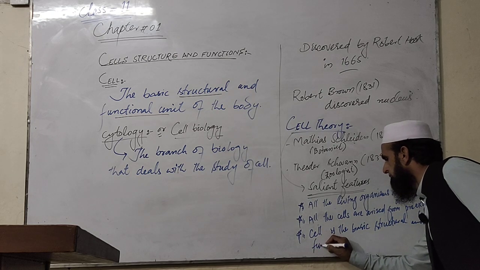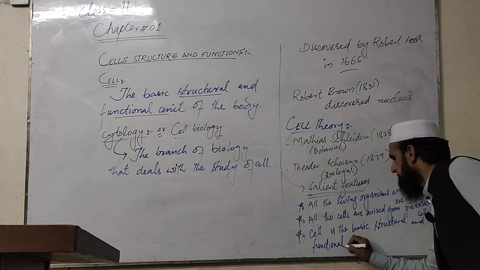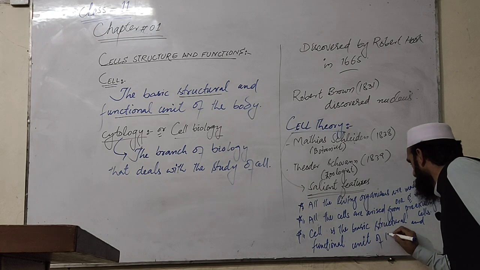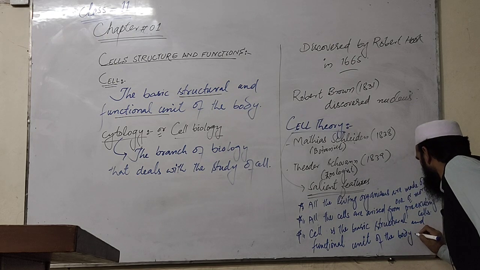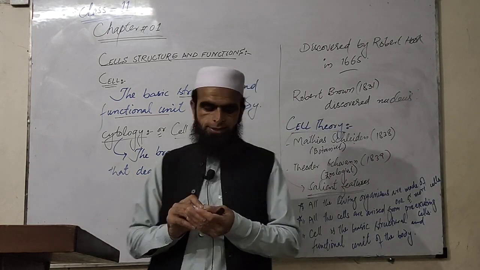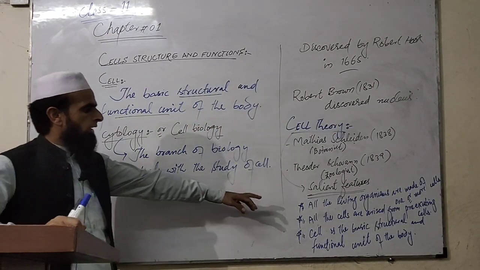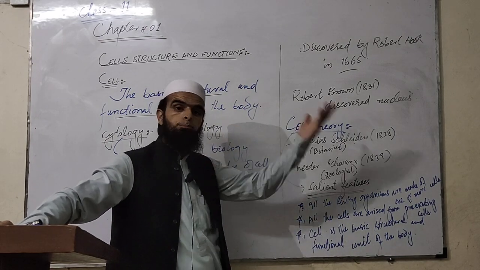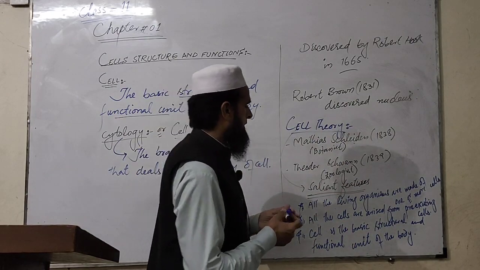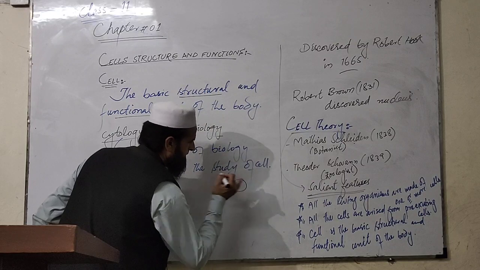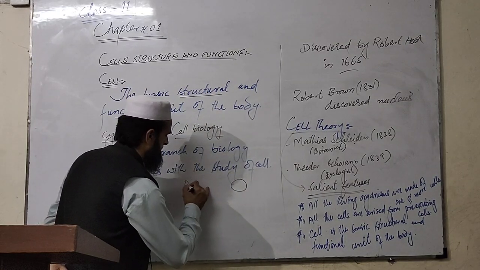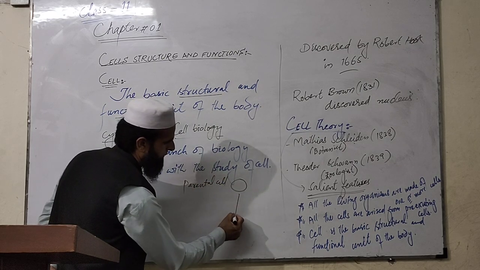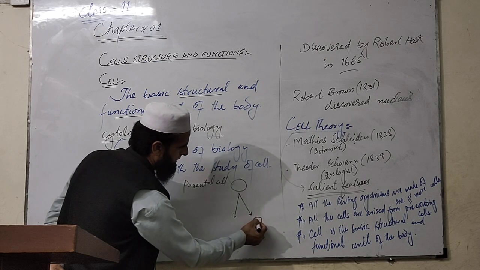So these are the three main points of the cell theory, according to which all living organisms are made of either one or more cells. All cells arise from their pre-existing cells. Pre-existing cells means the parental cell, for example. This parental cell, during mitosis, undergoes division, as a result of which two daughter cells are formed.